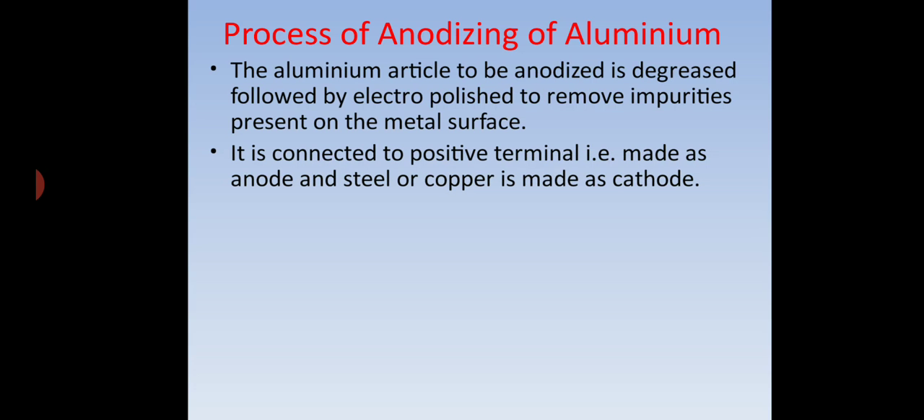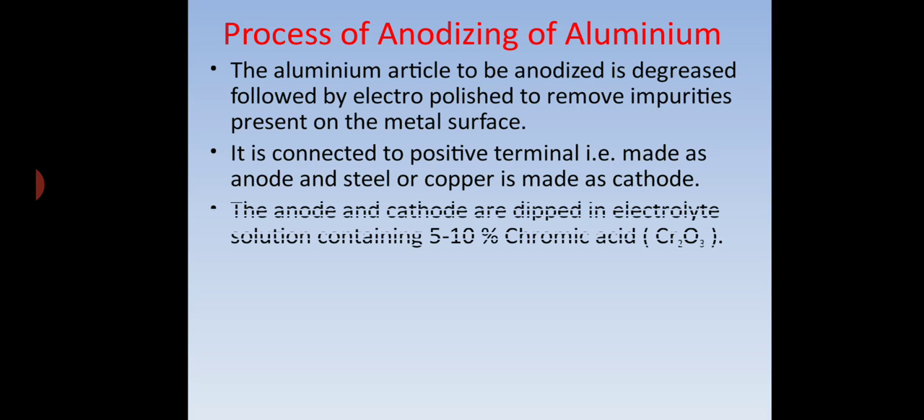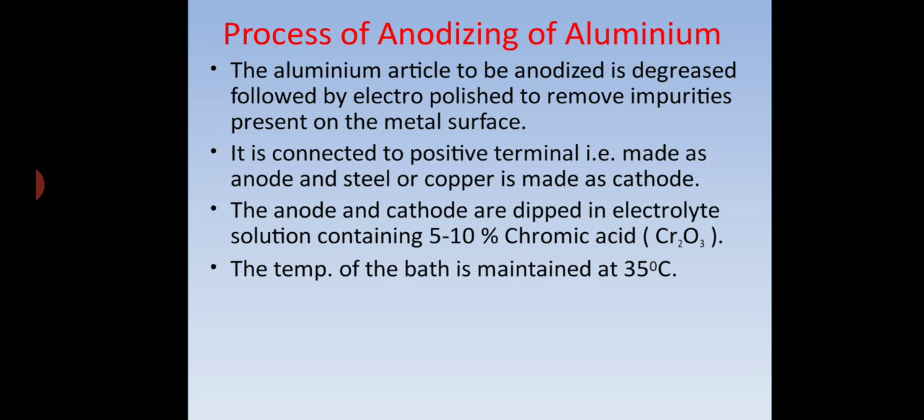Then it is connected to the positive terminal. What is connected to the positive terminal? The aluminium article, the surface of which is to be converted into aluminium oxide, is connected to the positive terminal and made as anode. Steel or copper is made as cathode. The anode and cathode are dipped in an electrolyte solution containing 5 to 10% chromic acid, CrO3. Chromic acid is the electrolyte used. The temperature of the bath is maintained at 35 degrees Celsius.